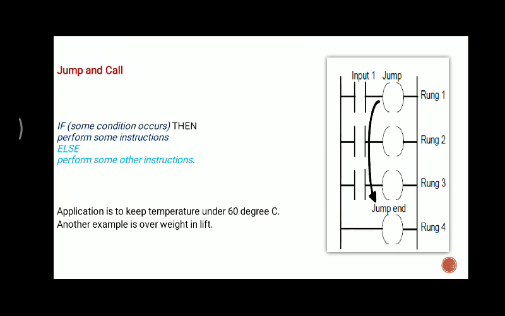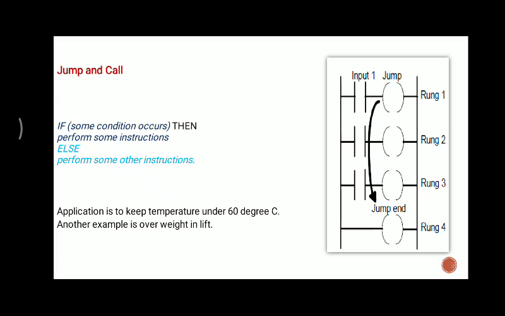Okay, the next concept in the PLC is jump and call. This is the condition in jump and call: if some condition occurs, perform some instructions, else perform some other instructions. Its application is to keep the temperature under 60 degrees Celsius. So for maintaining a temperature, such a jump and call is activated.